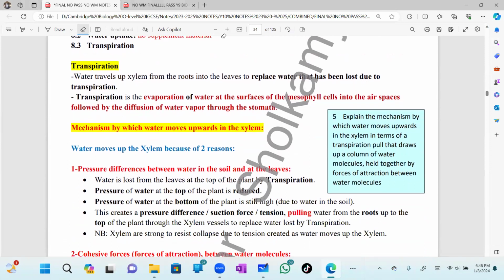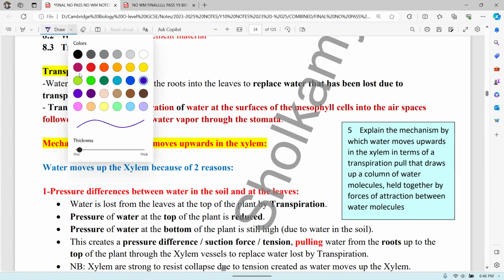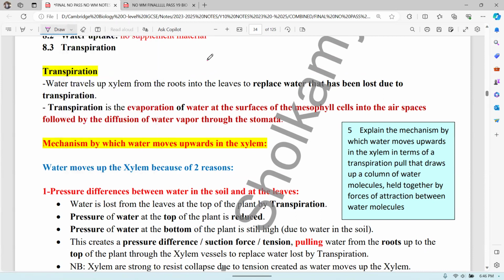Look, this is the definition of transpiration, and you have to write it exactly as it is. Please do not improvise or make up your own definition. Transpiration is the evaporation of water at the surface of the mesophyll cells into the air spaces. Evaporation means it will change from liquid to gas, followed by what? Diffusion of water vapor through the what? Through the stomata. This definition is out of 3 marks.